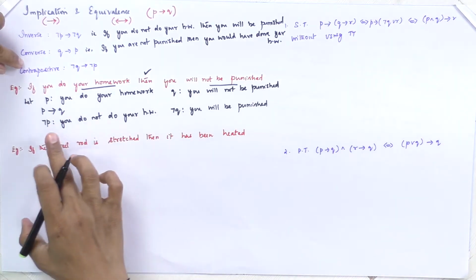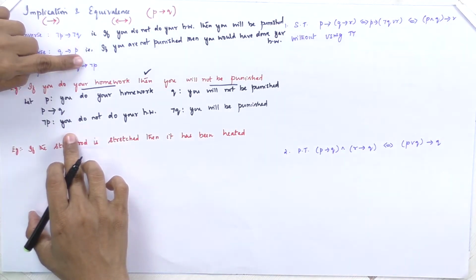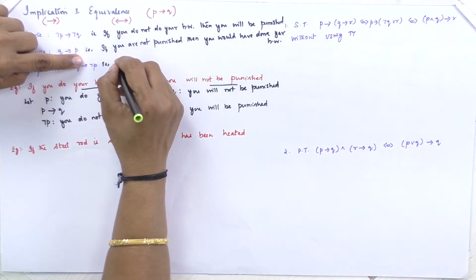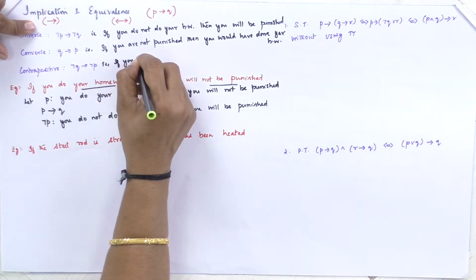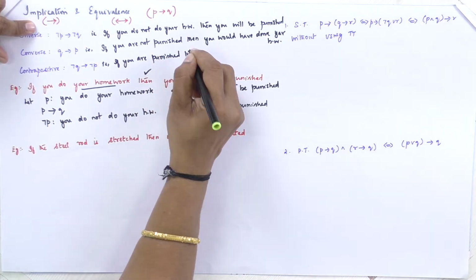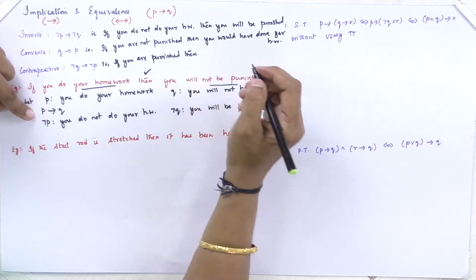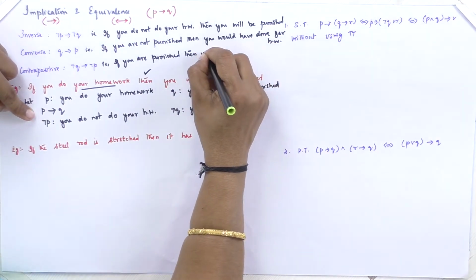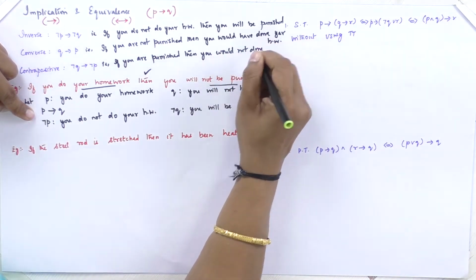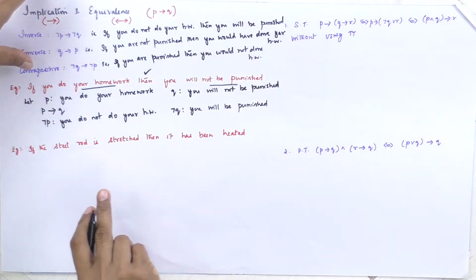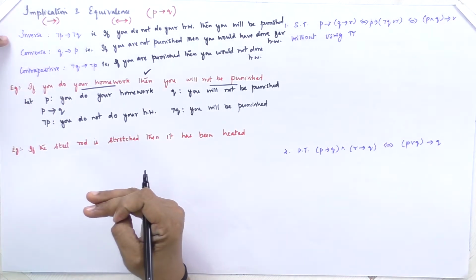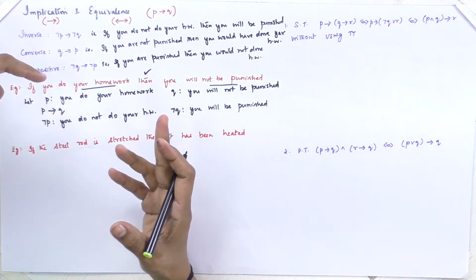Then what is the contrapositive? The contrapositive is negate Q conditional negate P. Negate Q is you will be punished. So if you are punished, then negate P: you would not have done your homework. So that is the contrapositive. Understood now? This is how one has to find the inverse, converse and contrapositive of any given statement.